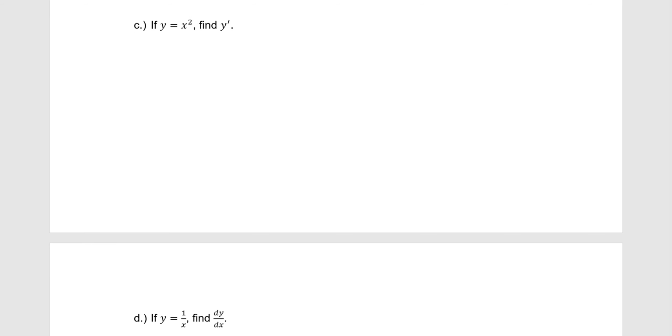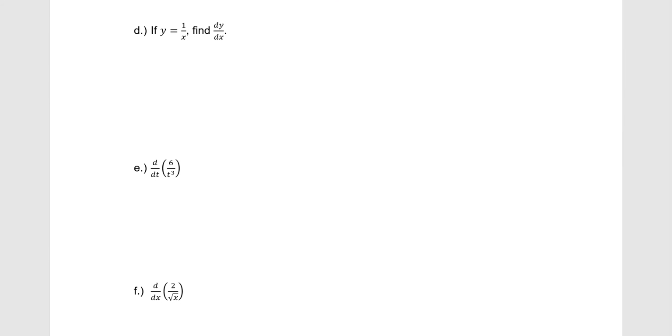Next one, we have y equals x squared. We want to find y prime. So we have power rule. Bring down the 2. Subtract 1 from the original exponent. 2 minus 1 is 1. We don't need to write the exponent of 1. So this is just y prime equals 2x. So the derivative of x squared is 2x.